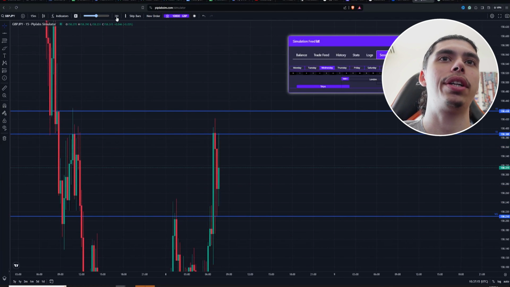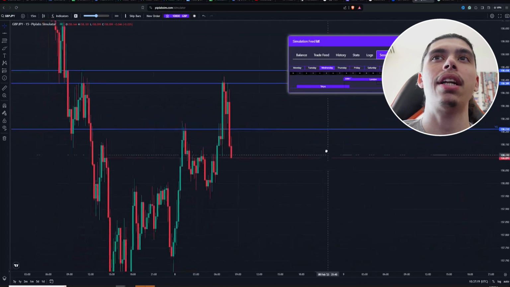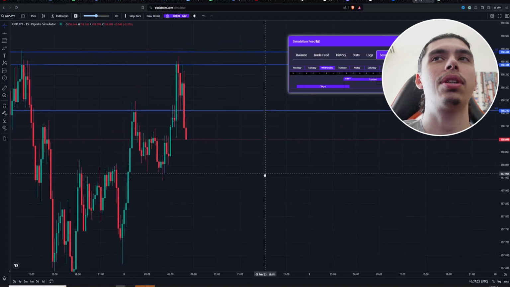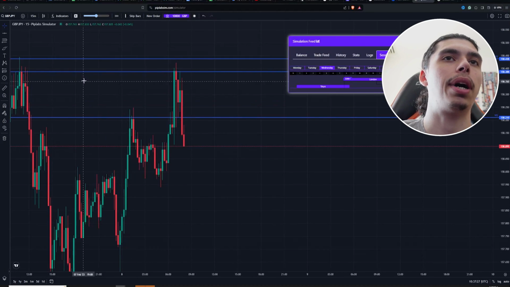Rejects here, but I'm still waiting for price to get above that zone. We'll see if price gets above that zone. If price now wants to break down, remember down below weekly support, we can have some selling options, right? Remember, we can have some selling options. We are bearish bias here.